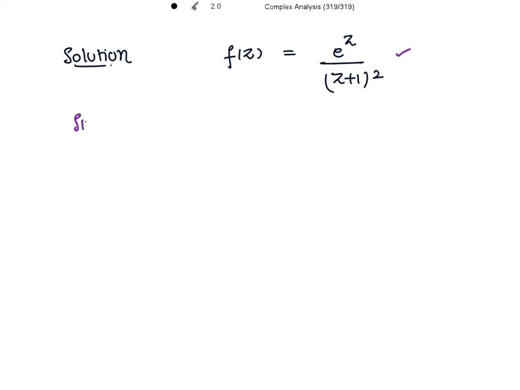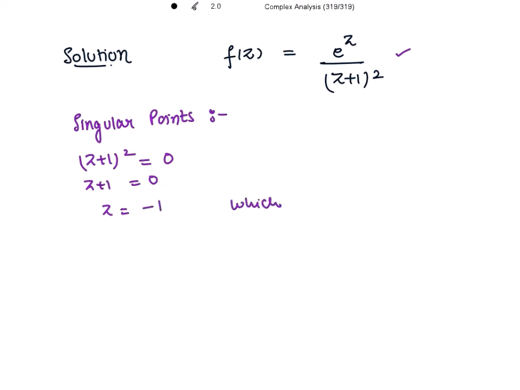And now we need to find the singular points. How to find the singular points? By taking the denominator equal to 0. So we get z + 1 = 0. That is z = -1, which is a pole of order 2. So it is a pole of order 2. Right? And now we need to check whether this point is lying inside the given circle or not.